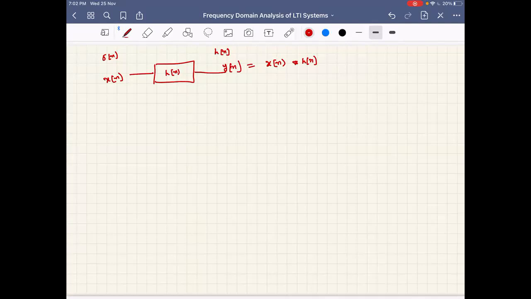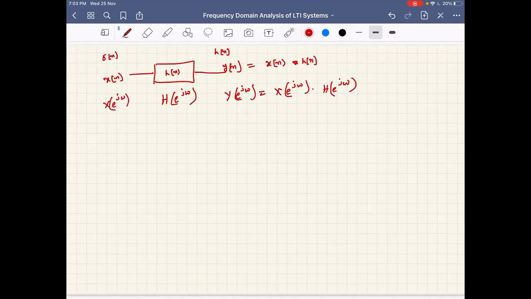In frequency domain, how do we represent the system? We have the frequency domain representation given by H of e power j omega, which is obtained by the discrete time Fourier transform of h of n. And thus you can know that Y of e power j omega is equal to X of e power j omega into H of e power j omega. This is one kind of frequency analysis for the systems.